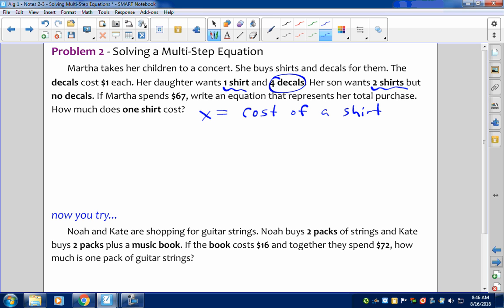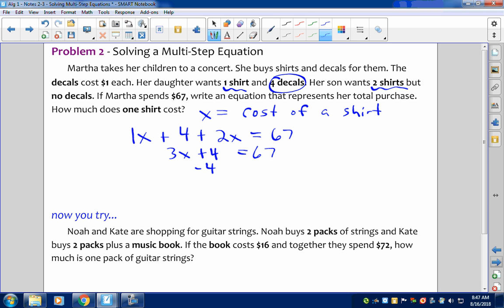If I take one shirt, it's a 1x plus 4, okay, because it's $4 for 4 decals, plus her son wants 2 shirts, that's 2x, and then no decals, so that would be a plus 0, and that gives you the $67. So that's what our equation looks like. If you kind of break it up into pieces, you've got shirts times their cost, and decals are $1 per decal. So first we'd combine these like terms. 1x and 2x is 3x, plus 4 equals 67.